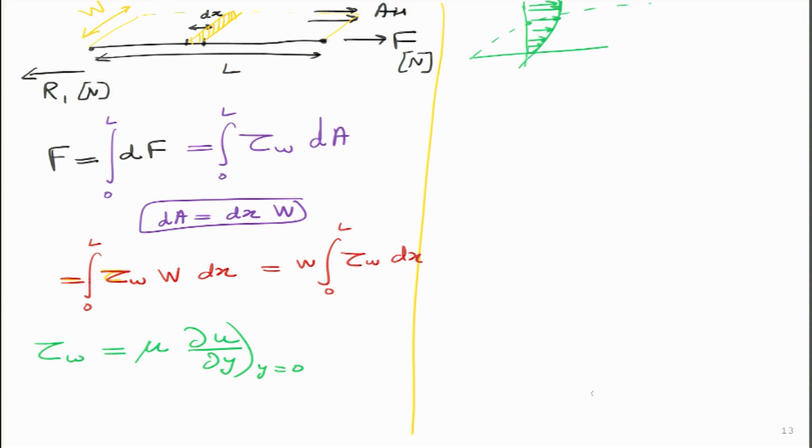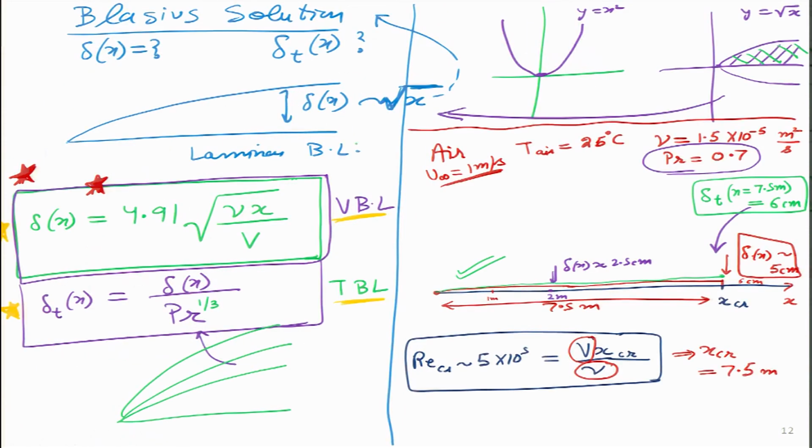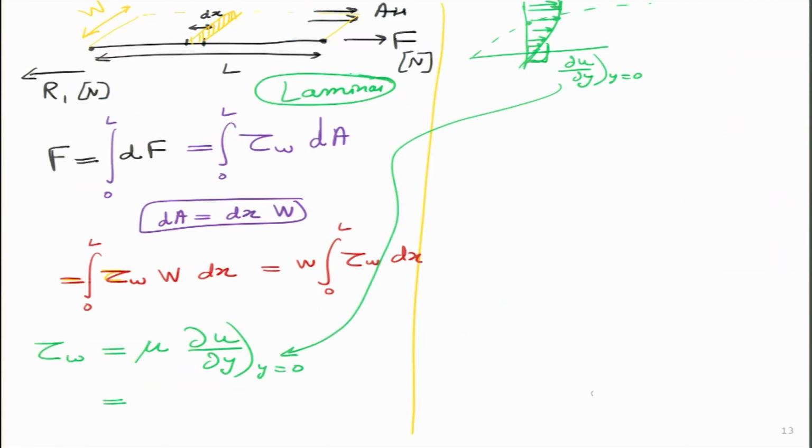So, we are talking about this slope over here. This slope at this particular point is del u by del y at y equals 0. This is something that we are trying to plug in over here. Blasius gave the solution for this, and his solution is true for the laminar case only. Whatever I am writing on the previous slide, please remember, this is for the laminar boundary layer, and for this case also we are talking about the laminar boundary layer.